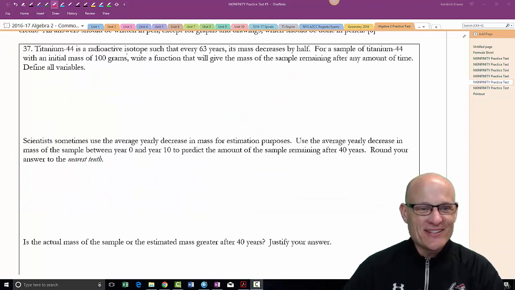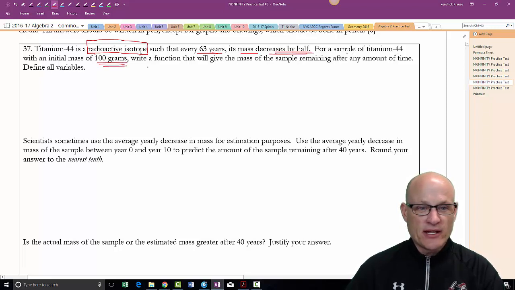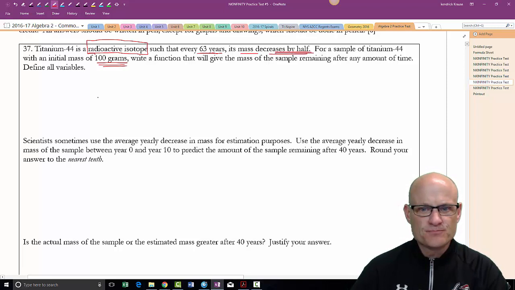So every time you see something like this, you know you're going to do a half-life formula. Somewhere in there, it's got to be half-life. I haven't even read the question. There it is. Such that every 63 years, the mass decreases by half. So we have 100 grams of this thing. Write a function that will give the remaining sample after an amount of time. So let's call our function, I don't know, we always use A of t. A of t will be the amount remaining.